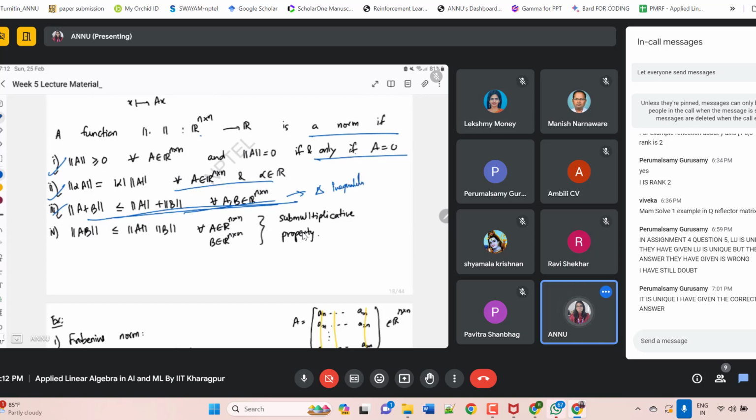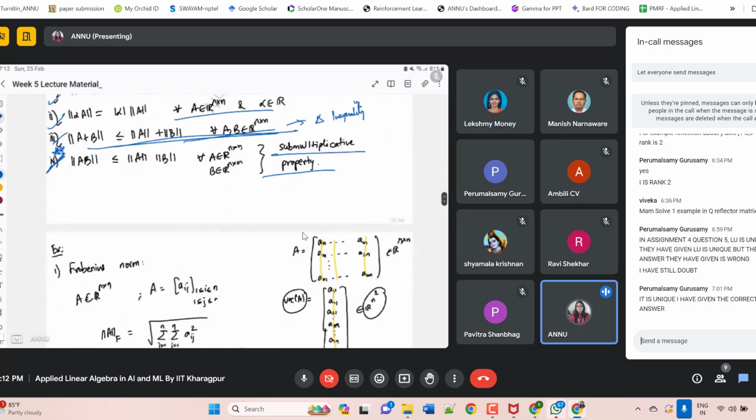So what is the extra thing here in a matrix norm? The extra thing here is the sub-multiplicative property. What is the sub-multiplicative property? This particular thing: the norm of AB, where AB is nothing but a matrix, should be less than or equal to the norm of A multiplied with the norm of B. Now, first of all, we will see the Frobenius norm.